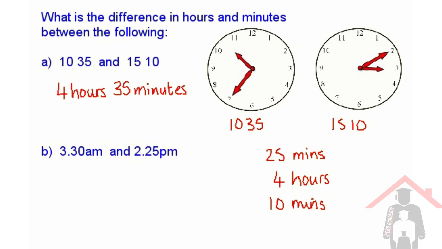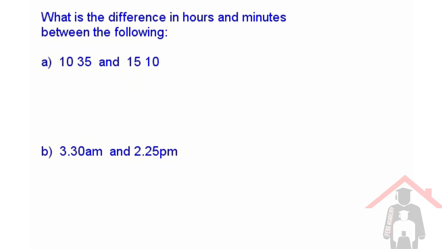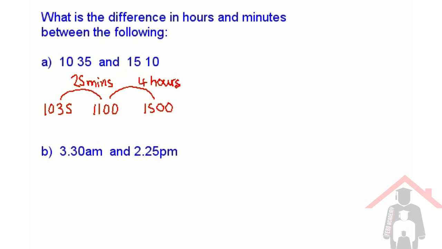In an exam, of course, we don't have the clocks. So we can do it like this. From 10:35 to 11 o'clock is 25 minutes. From 11 o'clock to 1500 hours is 4 hours. And from 1500 to 15:10 is 10 minutes. So the total time is 4 hours, 25 minutes and 10 minutes. This gives me 4 hours, 35 minutes.